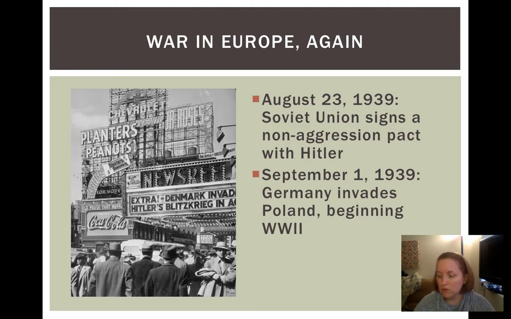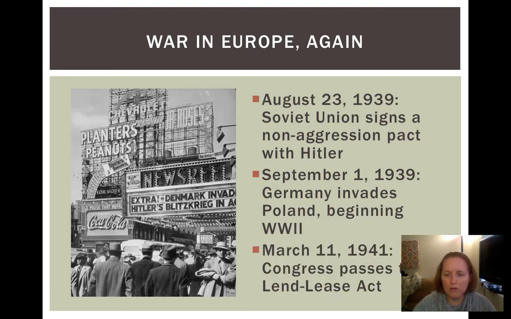So we start to support the Chinese as well. FDR declares that America is going to be the great arsenal of democracy. And in 1941, Congress passes the Lend-Lease Act, which authorizes the U.S. to give military aid as long as countries promise to return it after the war. So basically, we're giving them loans, and then we expect to be paid back. The U.S. also begins funneling billions of dollars worth of arms to Britain and also to China.